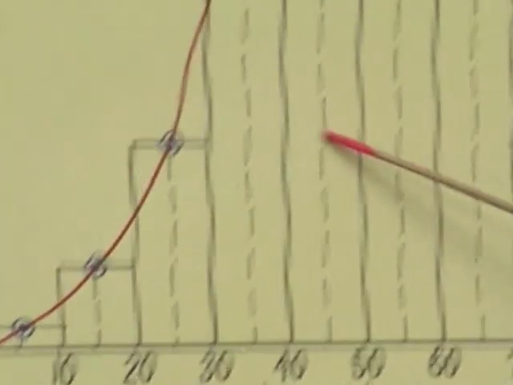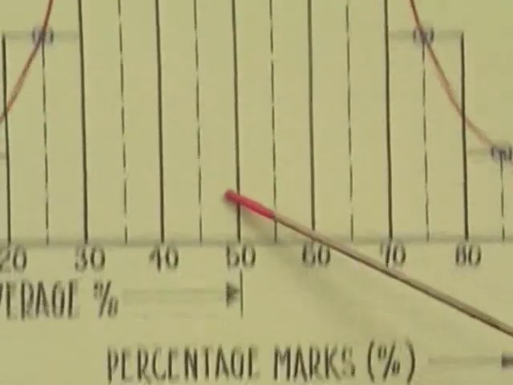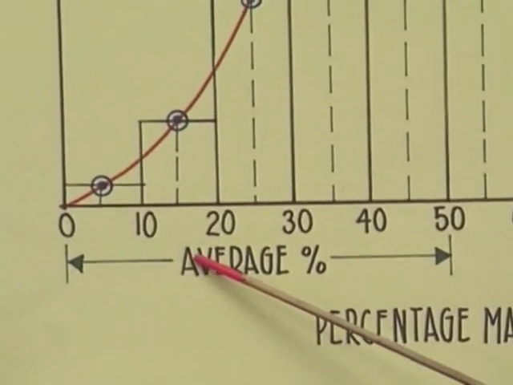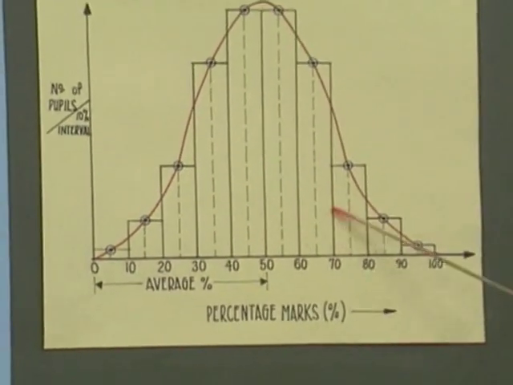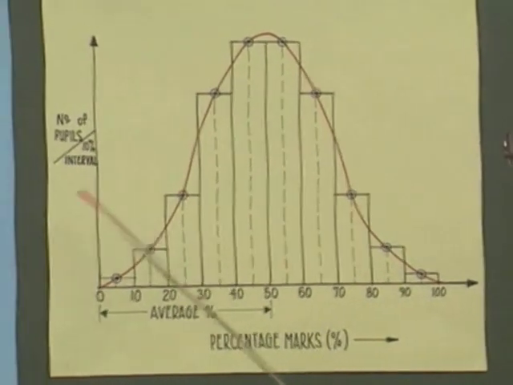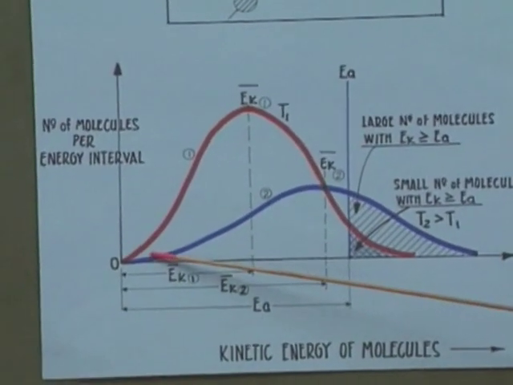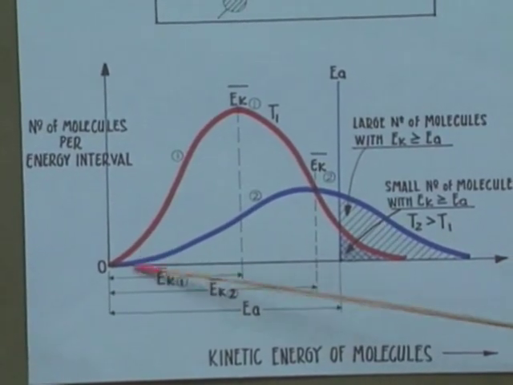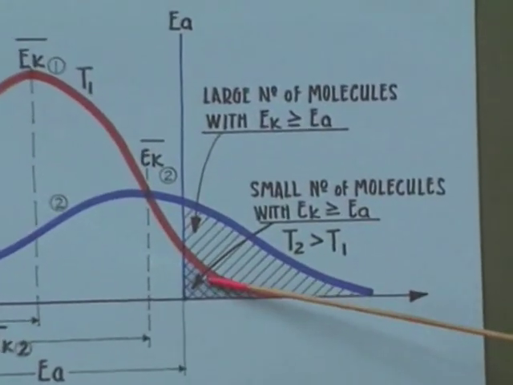We find that the majority of pupils scored marks close to the average value, which is indicated by this distance here. A very important property of this graph is that the total area under the graph is equal to the number of pupils that wrote the exams. Now let's compare this with our kinetic energy distribution curve. We find here that very few molecules will have very low kinetic energies. The ordinates are small over here, and very few molecules will have high kinetic energies.